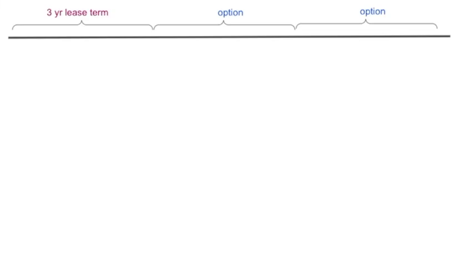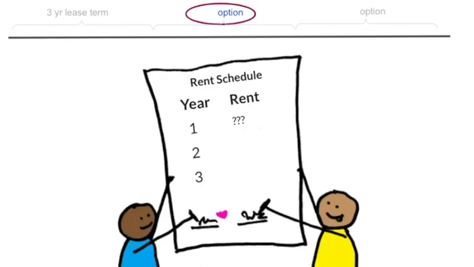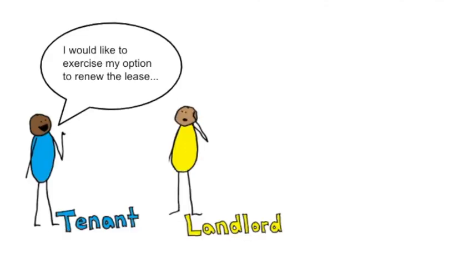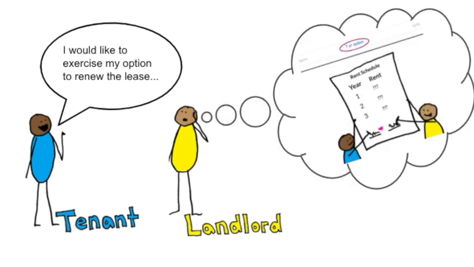One thing to note is that if the lease mentions an option to extend but doesn't mention the rent amount for the option period or the length of the option period, the landlord doesn't have to honor your choice to extend the lease.